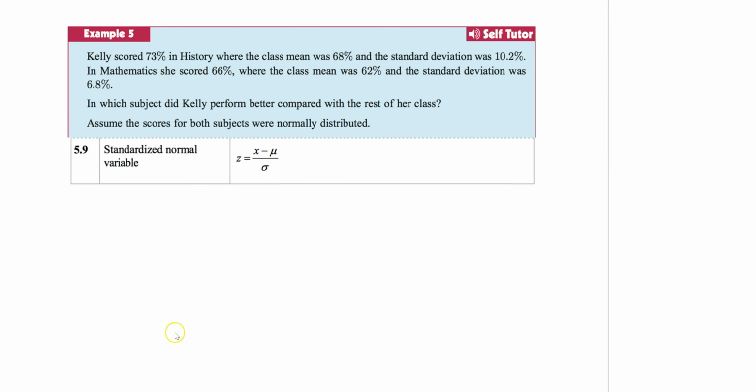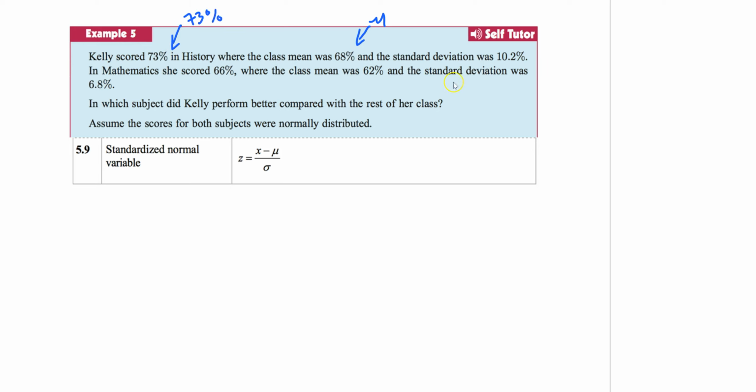Let's actually compare two things. Look at Kelly: she scored 73 in history, where the class mean was 68. That's a great teacher. So there's her mean, that's Kelly's score. The standard deviation for that class is 10.2, so my standard deviation is going to be 10.2. In mathematics, she scored 66.